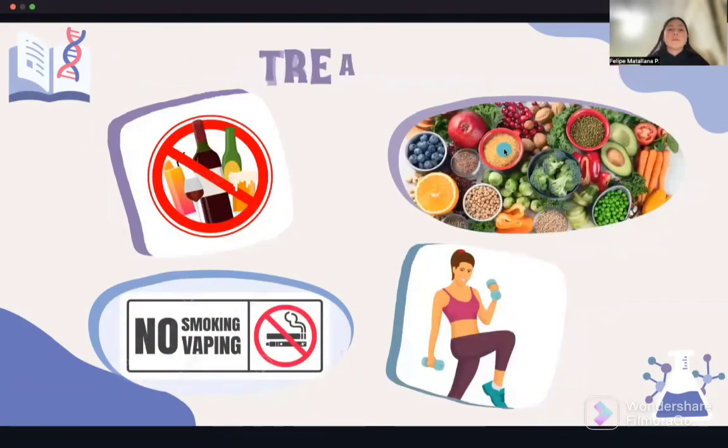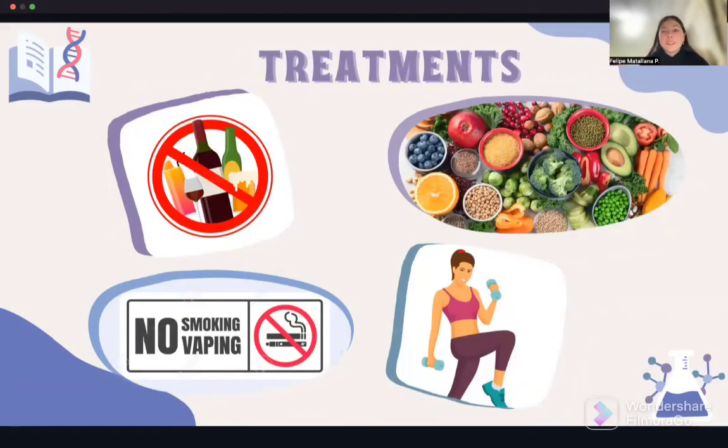Now, some treatments to combat lipid disorders. Some of these are to cut down on alcohol, eat more healthily, follow a diet with more oily fish, brown rice and pasta, and fruit and vegetables. Also, do more exercise and eliminate smoking or vaping.